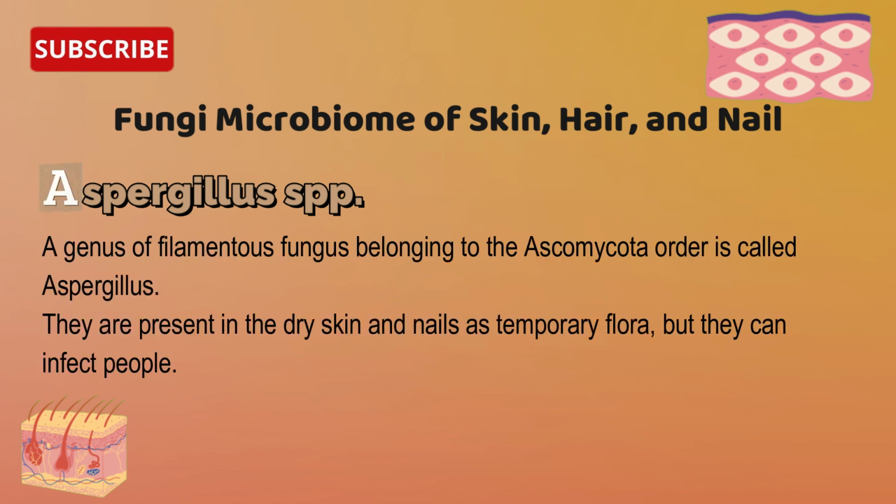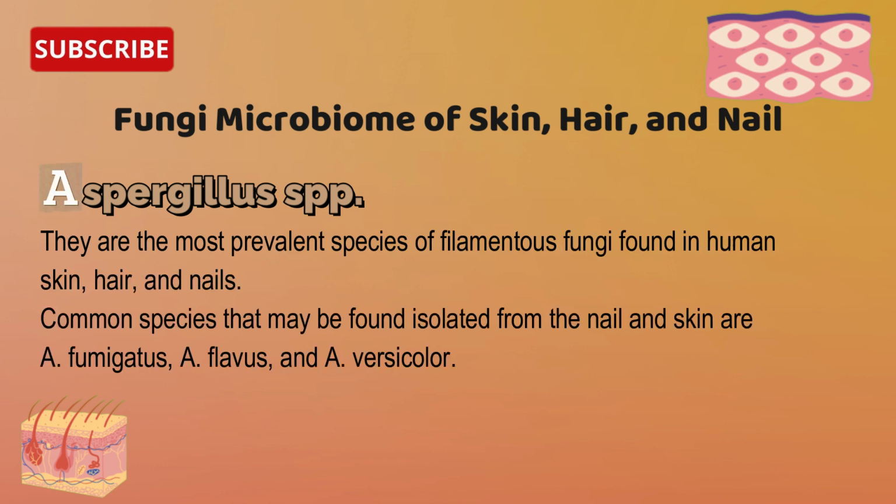Next, we have Aspergillus species. A genus of filamentous fungus belonging to the Ascomycota order is called Aspergillus. They are present in the dry skin and nails as temporary flora, but they can infect people. They are the most prevalent species of filamentous fungi found in human skin, hair, and nails. Common species that may be found isolated from nail and skin are Aspergillus fumigatus, Aspergillus flavus, and Aspergillus versicolor.